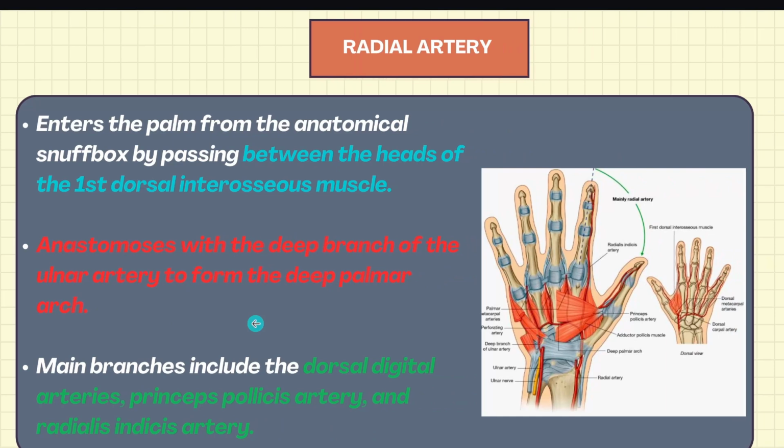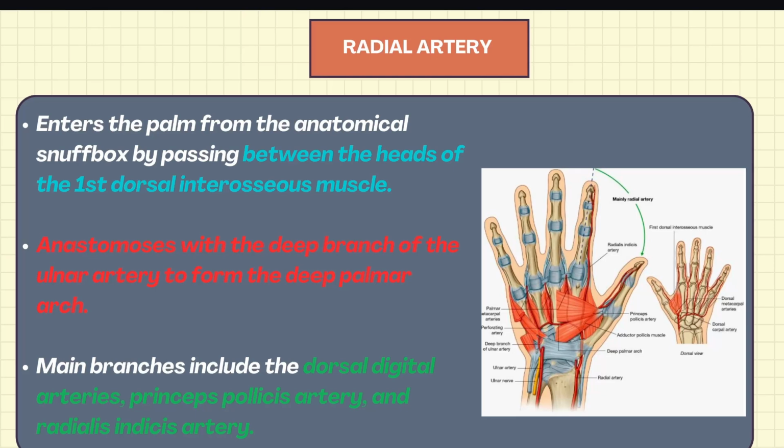Now let's start talking about the arteries of the hand. First of all, you have the radial artery. The radial artery enters the palm from the anatomical snuff box by passing between the heads of the first dorsal interosseous muscle. So I want you to see here the first dorsal interosseous muscle, how you have the adductor muscles covering it. However, in the first dorsal interosseous muscle, you're going to have a space between the heads, and you're going to have the radial artery running through them.